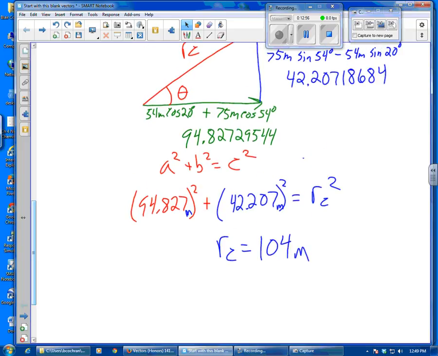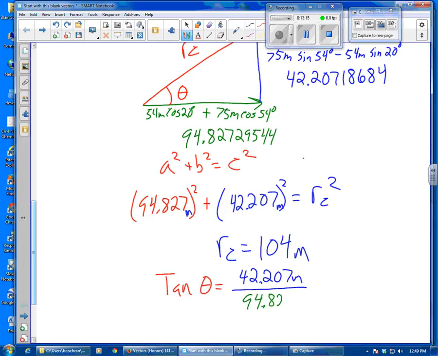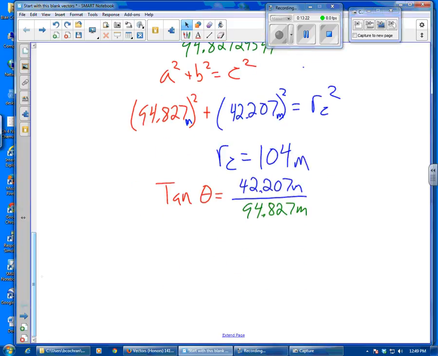So I'm going to do tan of theta equals opposite. That's that 42.207 meters over adjacent, which is my 94.827 meters. Now, I have the full numbers in my calculator, right? I'm just not bothering to write them all out. But I have them saved in here, so I don't have to worry about rounding.